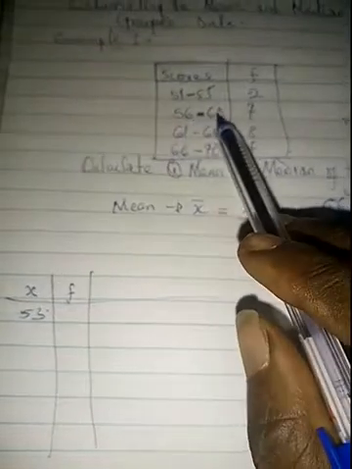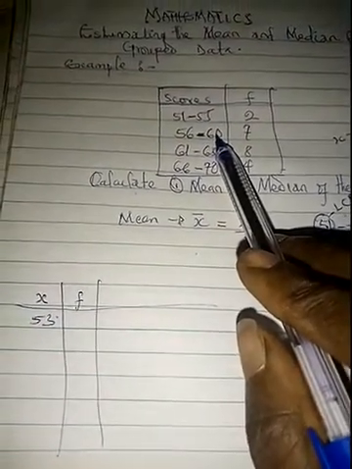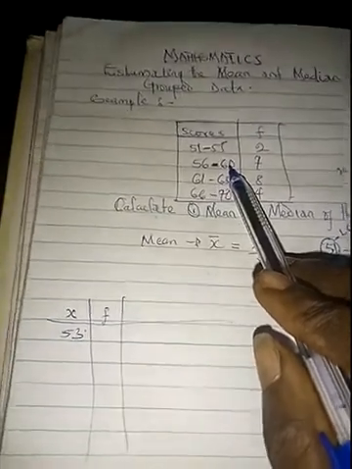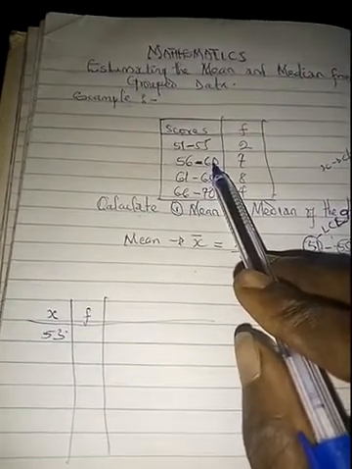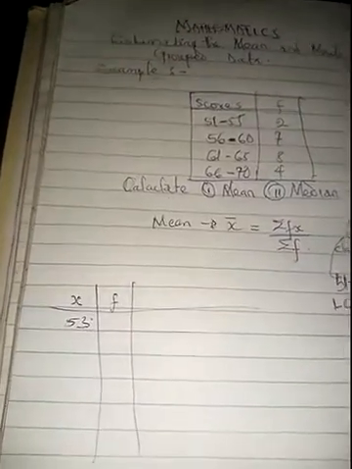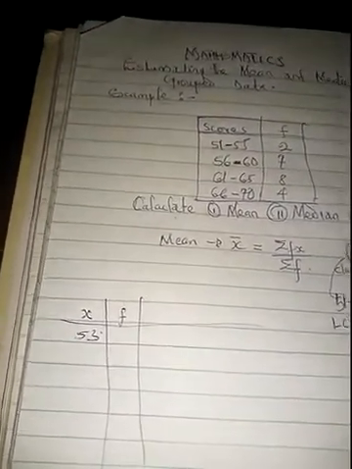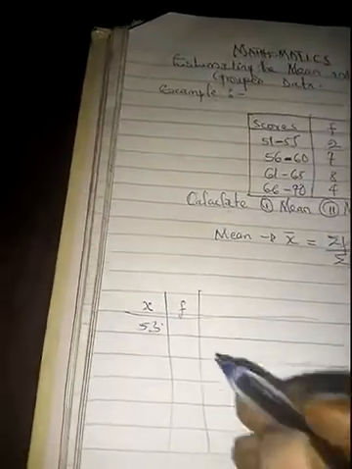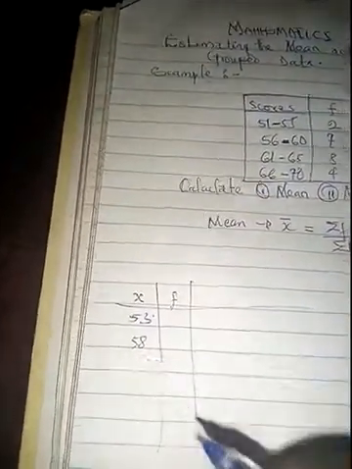Then 56 plus 60 should be giving us 116. So 116 divided by 2, and that should give us 58. So we have 58 for the second one.